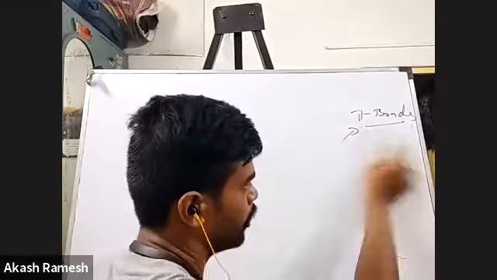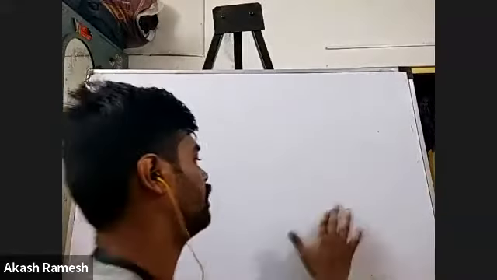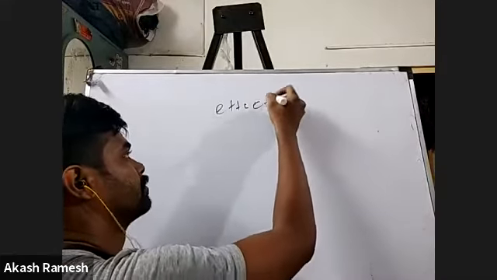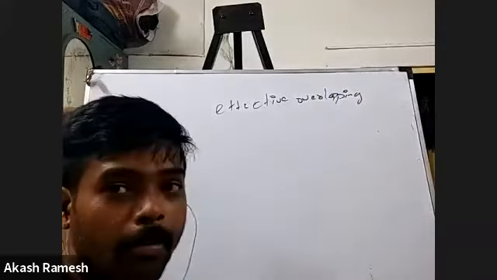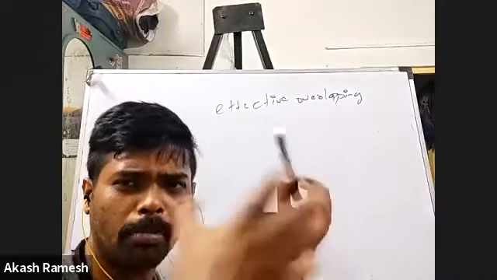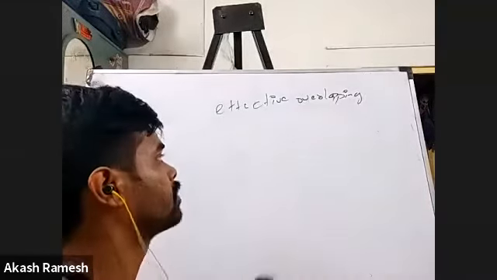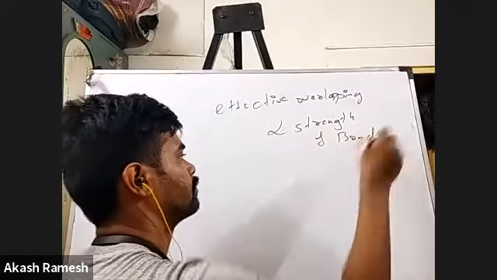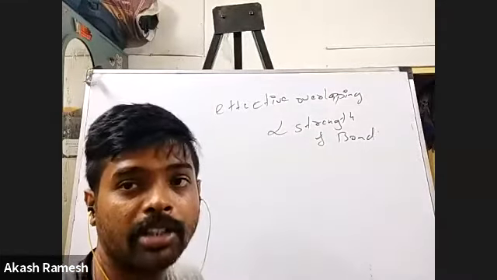Guys, the names are very important. Sigma bonds and pi bonds, you will be using them in your entire chemistry life. Cool. So we're talking about effective overlapping. Which overlap is effective? Obviously, the more effective the overlapping, the closer they come and the stronger the bond. More and more effective overlapping means more and more strength of the bond.